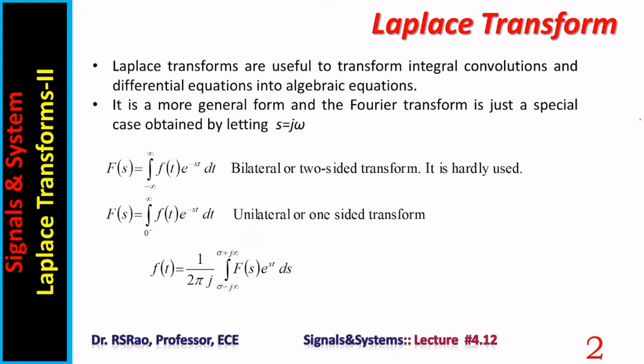We begin the session by recollecting the definition of Laplace transform. There are two types of transforms: bilateral or two-sided transforms, and unilateral or one-sided transforms. Bilateral transform is hardly used. It is the unilateral or one-sided transform that is used widely. When we say Laplace transform, it refers to unilateral or one-sided transform.